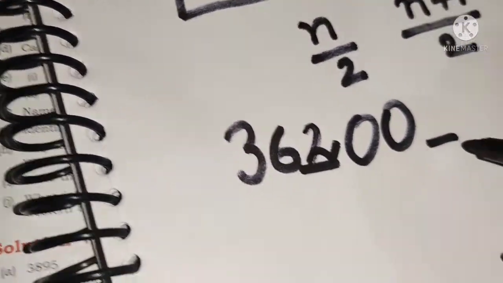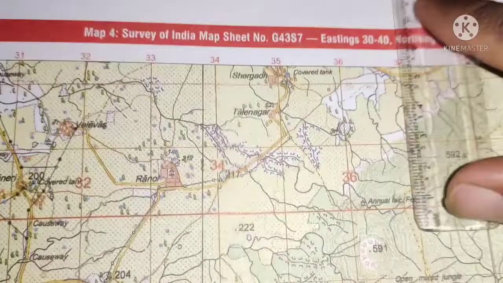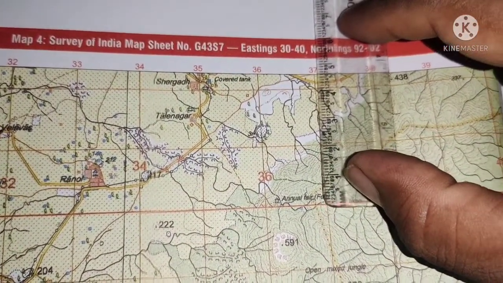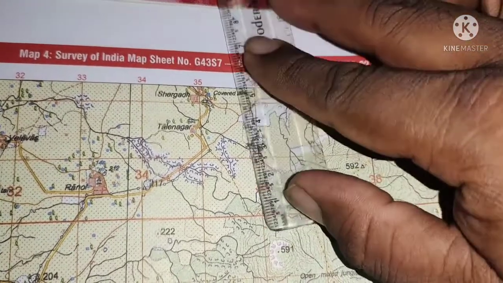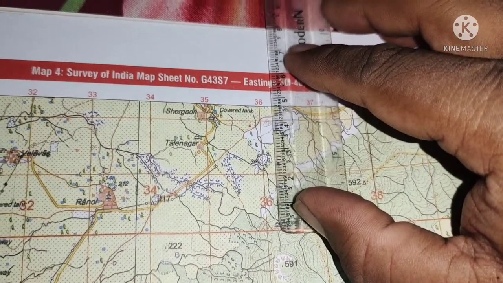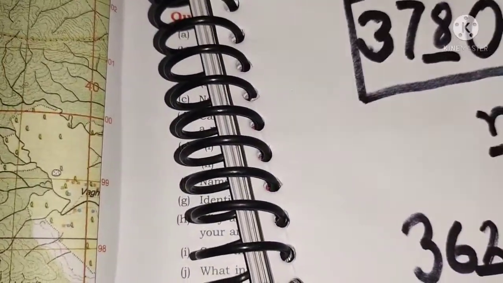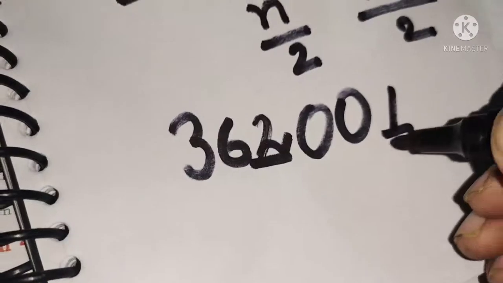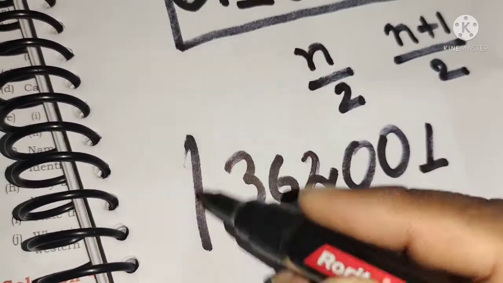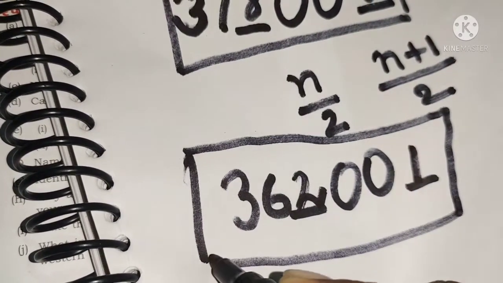Again 0 0, and this figure we'll use our scale like this. We'll keep it like this. It is the 2nd division which is crossing. If you can see clearly this way, right here, the 2nd division itself is crossing. That means 2 is again an even number, and 2 by 2 is 1. So the 6th figure stands as 362001. This is the 6th figure of the temple which has got an annual fair in the month of February.